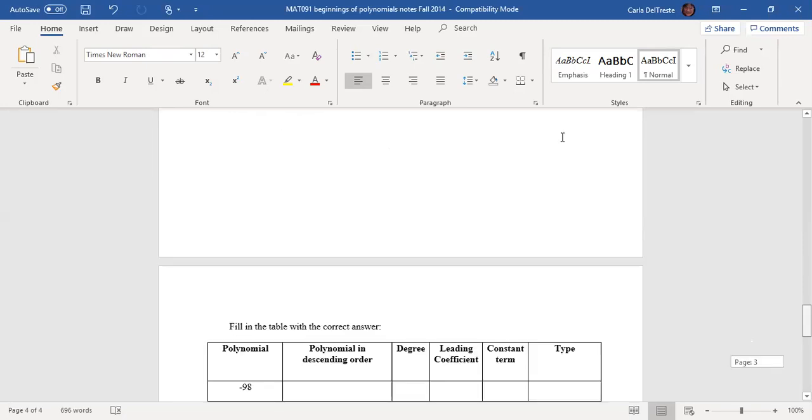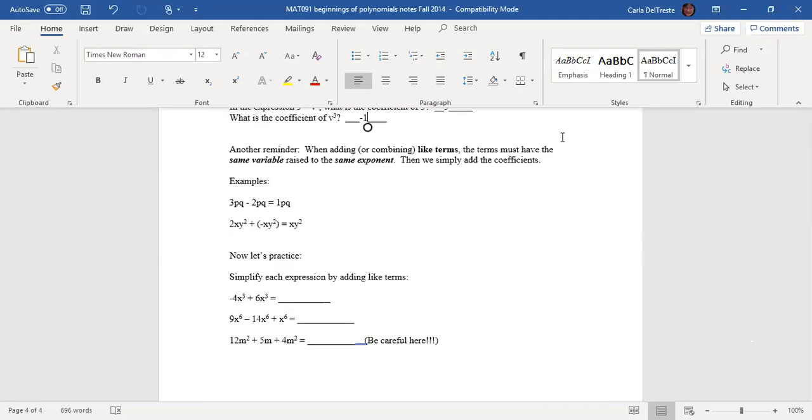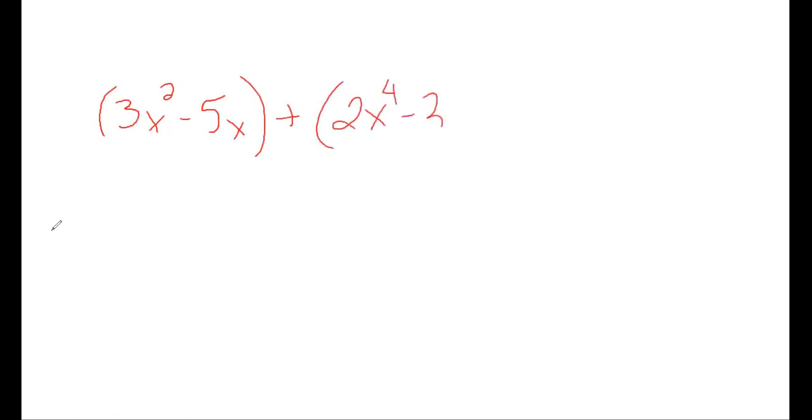So next, we're going to talk about operations on polynomials. We're going to learn about adding and subtracting. So we're going to add polynomials first. What if I wanted to add 3x squared minus 5x plus 2x to the fourth minus 3x to the third plus 7x minus 1?